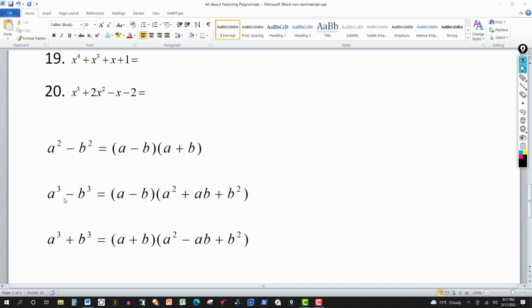The second one tells me if I have the difference of 2 cubes, a cubed minus b cubed, the first factor will always be the difference of the cube roots. So the cube root of a cubed is a. The cube root of b cubed is b. a minus b.